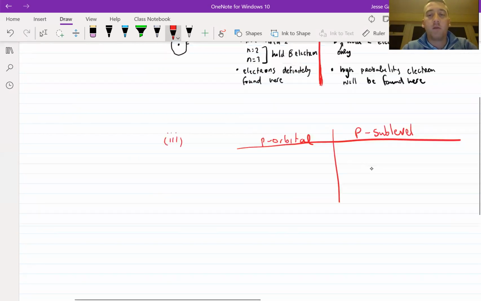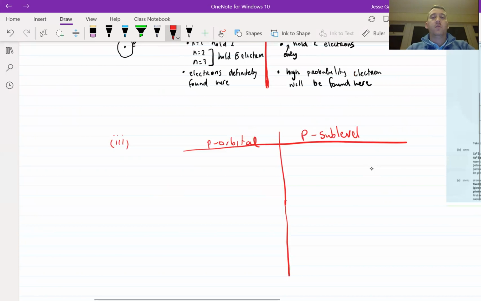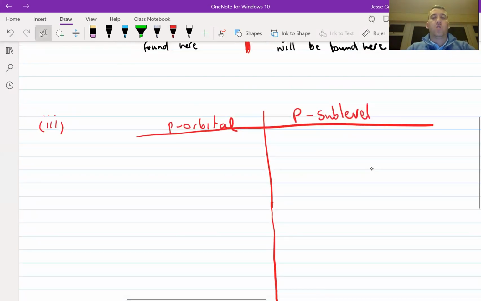Okay, so again, I'm going to give you an opportunity now to pause the video and try and draw some diagrams to show the difference between these. Pause the video now. Okay, well, the first thing I'm going to do is draw the shapes of the orbitals. So that's a diagram I can draw that shows the difference between them. A p orbital, well, you just choose one of them and draw it. P sublevel, well, we know what that's made of. We know it's made of all the p orbitals. So can we draw that maybe?